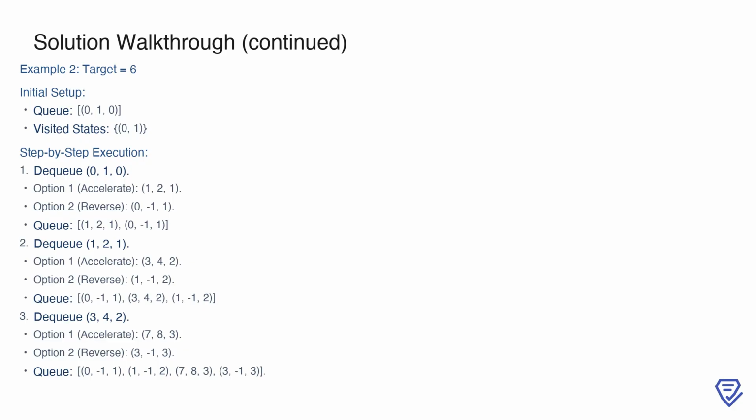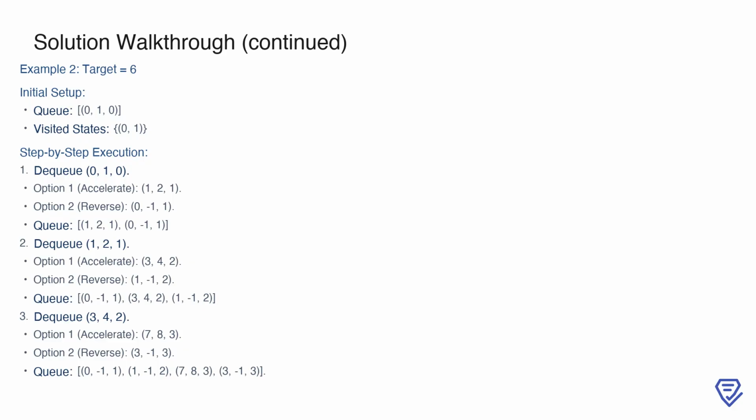Next, we dequeue 1, 2, 1. Accelerating moves the position to 3, doubles the speed to 4, and increases the steps to 2, producing the state 3, 4, 2. Reversing results in the state 1, -1, 2. These are added to the queue, which now contains 0, -1, 1, 3, 4, 2, 1, -1, 2. Finally, we dequeue 3, 4, 2.